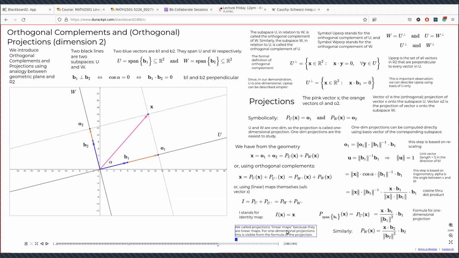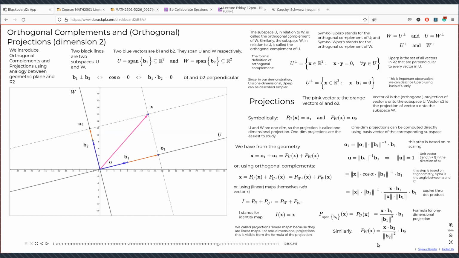I mean, I'm not sure if I'll have a proof for you. That will be a challenging proof actually. So I will probably expect you to take this as a fact without a proof. But projections are linear maps in general, and for one dimension, that's just visible on the formula. I think that's the end of the one-dimensional demo, or two-dimensional demo.